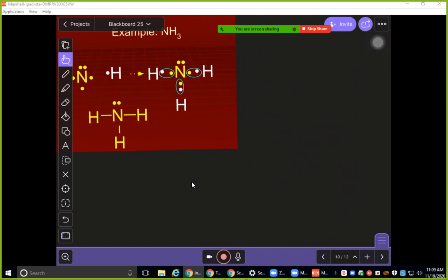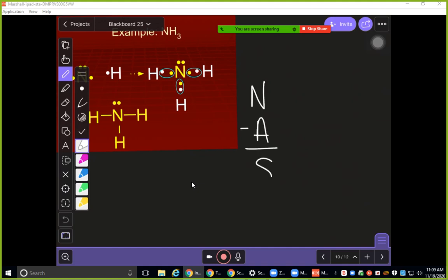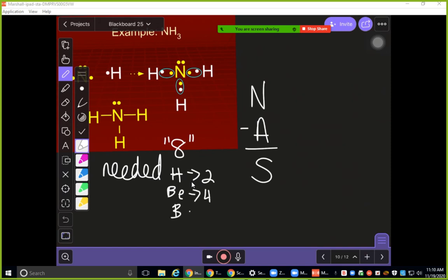All right, but with N minus A, because you're going to have to fill this out on your quiz today, equals S. And this is how you're going to list them out. N is going to be needed, okay? So N is needed. So your answers for needed is always going to be 8, unless you are hydrogen. If you are hydrogen, hydrogen needs 2. If you are beryllium, beryllium needs 4, and boron needs 6. But all the time, you're going to be talking about 8.